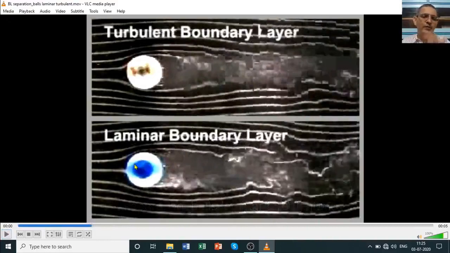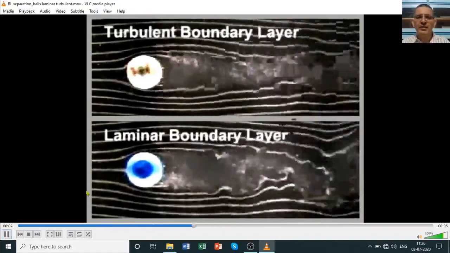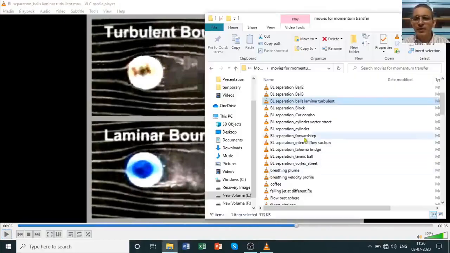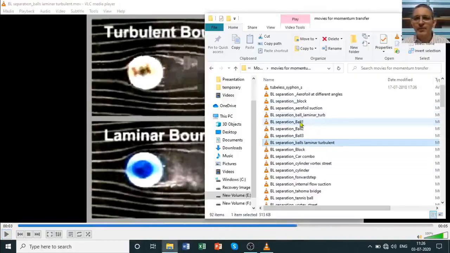It is as if you can visualize that the ball is stationary and air is flowing past that ball. Now you see the flow behind this ball is very different depending on whether it is a turbulent boundary layer or a laminar boundary layer. Don't worry about the names, just try to see the differences. You see that these situations are very different.